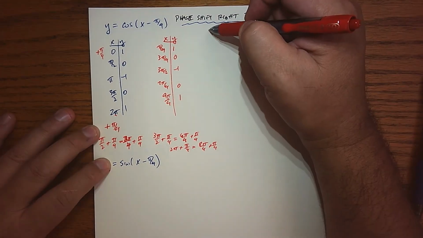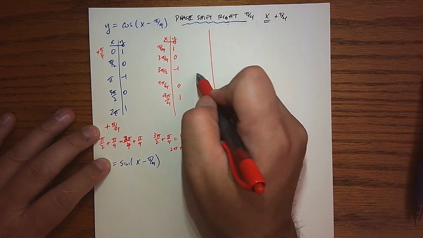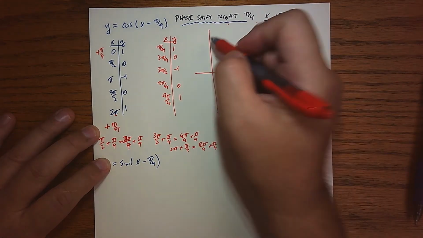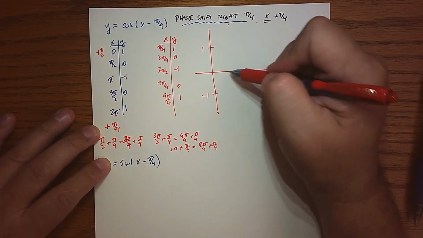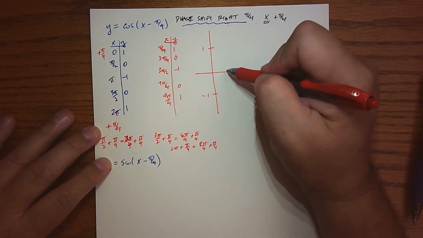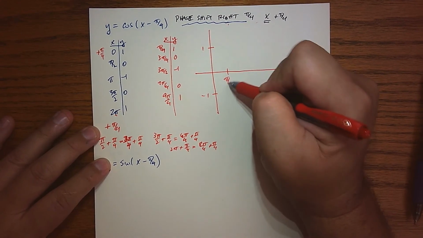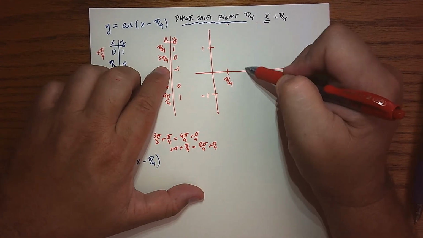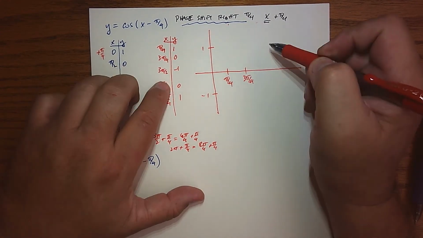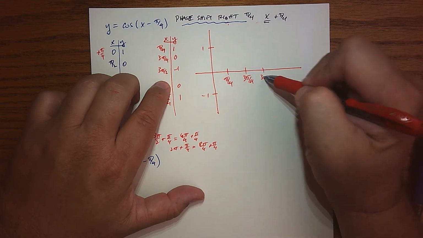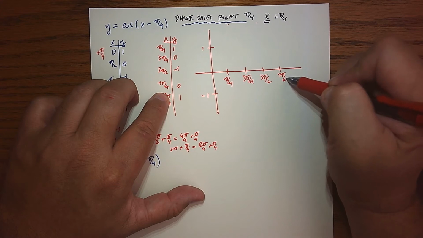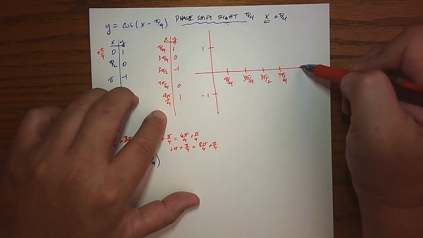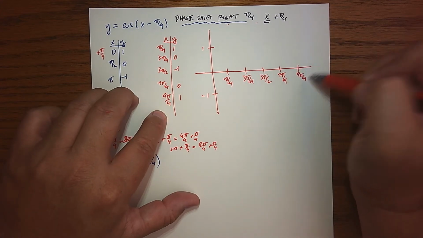So graphing this, here's what this graph is going to look like, right? So again, we're bouncing between 1 and negative 1. And then my new data points, we're starting at pi over 4. And then we have 3 pi over 4. And then we have 3 pi over 2. And then we have 7 pi over 4. And then we have 9 pi over 4.